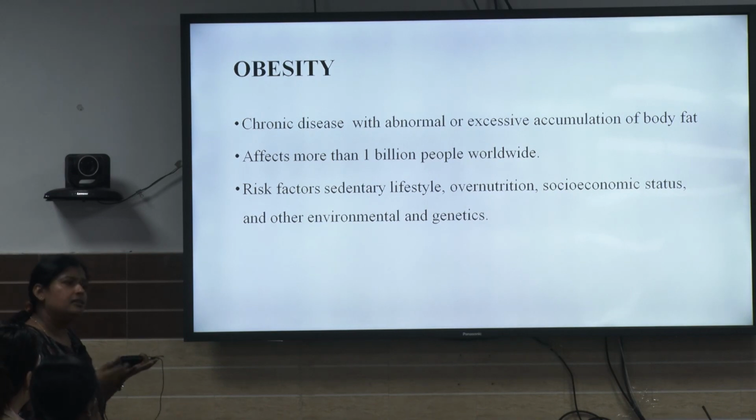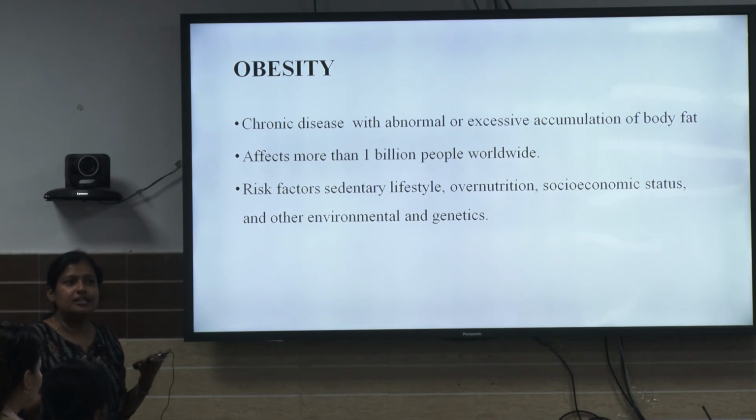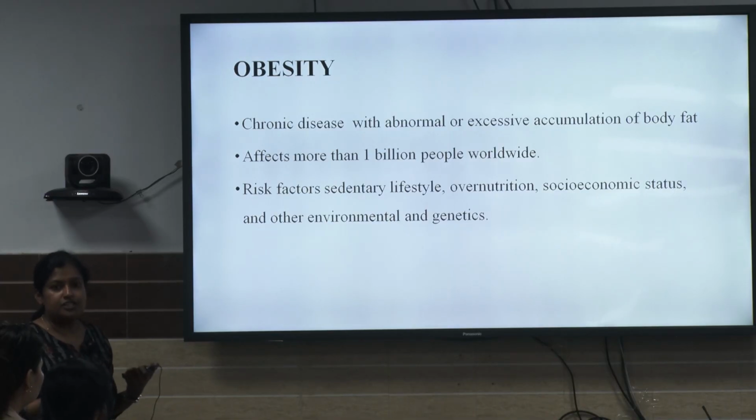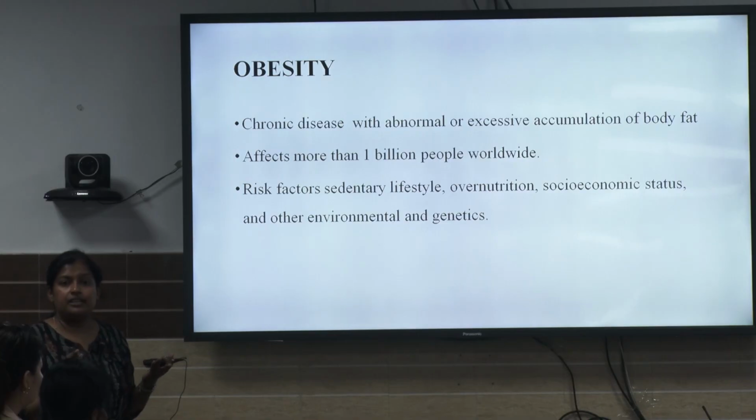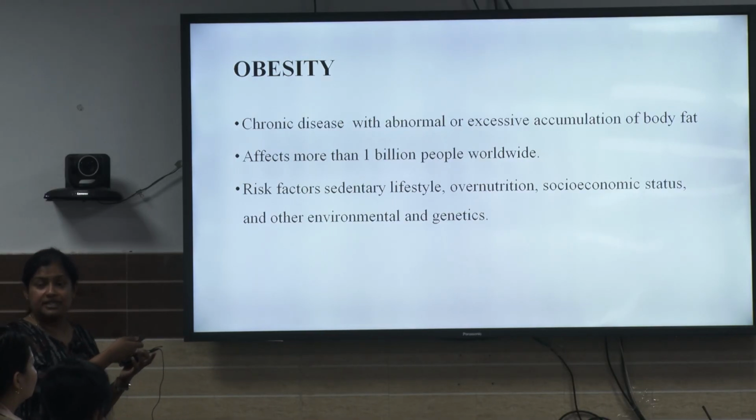Why is it happening? Sedentary lifestyle, overnutrition. And it is not nutrition, it is just empty calories that we are chucking down. And socioeconomic status along with our environment and genetics. So that environment and genetics will add along with our habits.